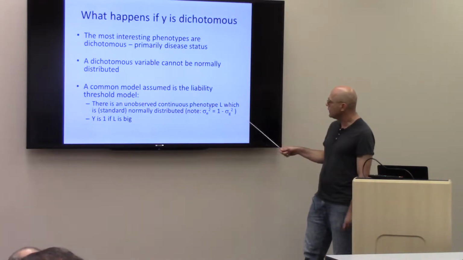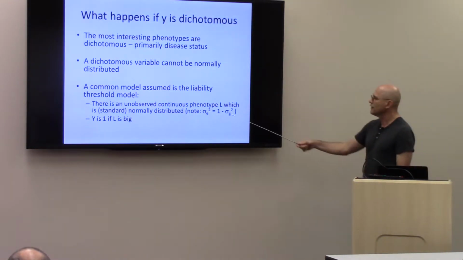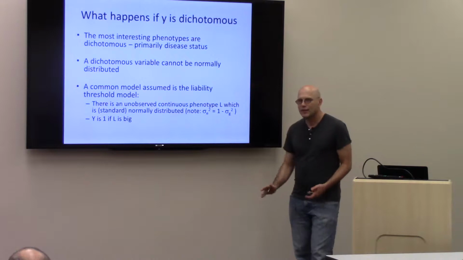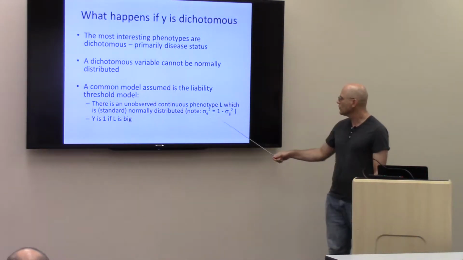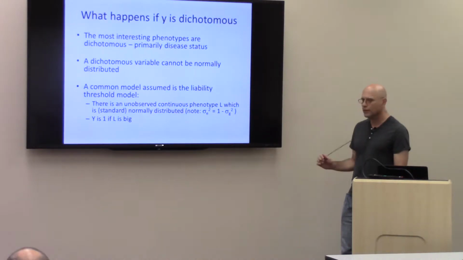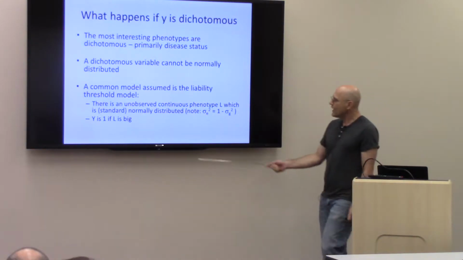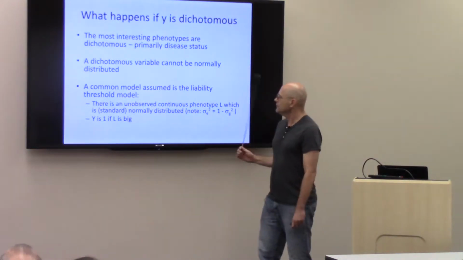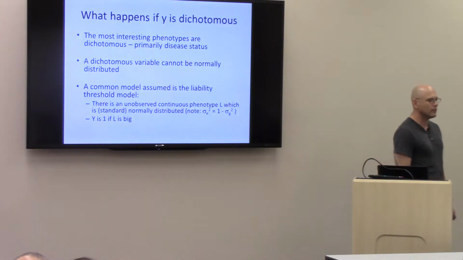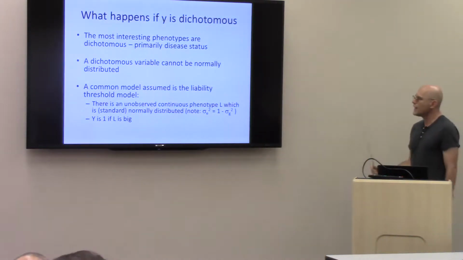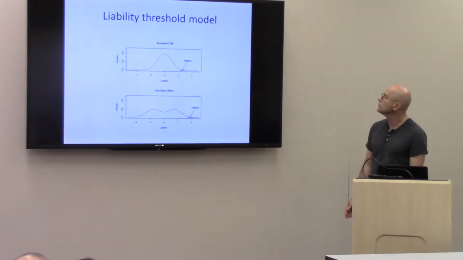So we assume there's actually a continuous phenotype, which is normally distributed. And because it's unobserved, we can basically assume it has any variance we want to assume. So we typically assume it has variance 1. So this sigma squared G and sigma squared E reduce to just being one parameter. And we say, OK, so let's assume that what we see is a thresholding, a dichotomization of this continuous phenotype, right? And this is nice because we now have a model that we can work with, assuming normal distributions.